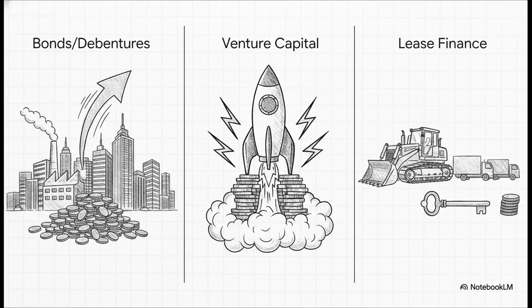Then there's venture capital. Now, while we often associate VC with equity, it can absolutely include complex debt structures aimed at high-risk, high-reward growth funding. And let's not forget lease finance. This is a highly strategic way to secure the long-term use of an expensive asset, like a fleet of delivery vehicles or heavy machinery, without suffering the massive upfront cash drain of buying it outright.